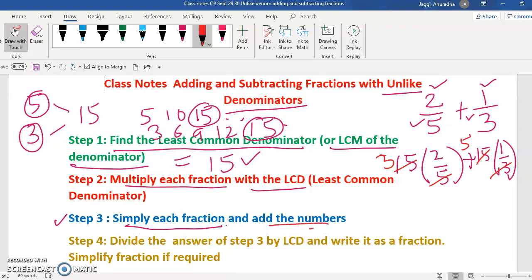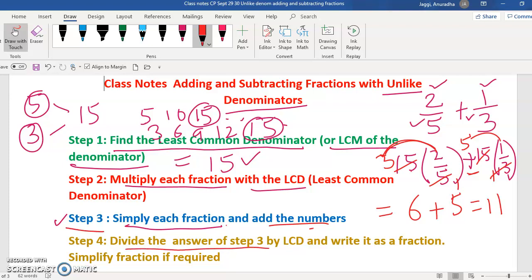Okay, so let's do that. 3 times 2. So this is 1 and 1 in the denominator. 3 times 2 is 6. And copy the add sign. 5 times 1 is 5. So what do you get in the numerator then? 11. Okay. What do you get as a result of step 3? 11.